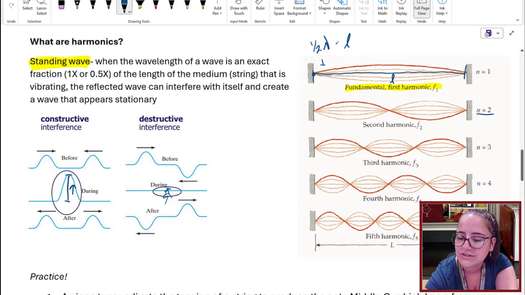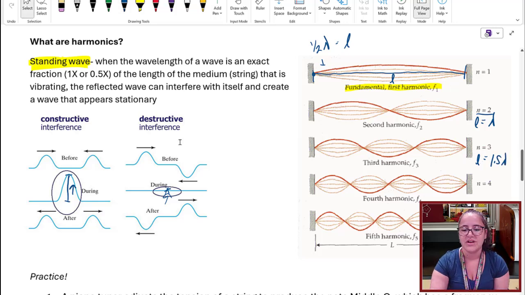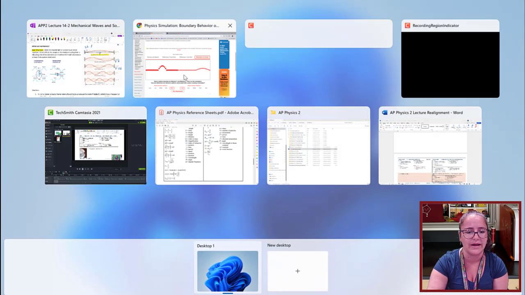Now, for n equals 2, that's when the length of the string equals the wavelength of the wave. At n equals 3, the length of the string will be equal to 1.5 times that wavelength, etc., etc. So you can see how those standing waves are created to appear stationary. And let's go ahead and look at that in the simulation as well real quick.